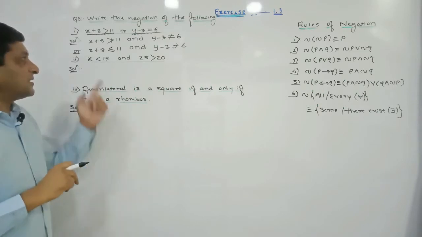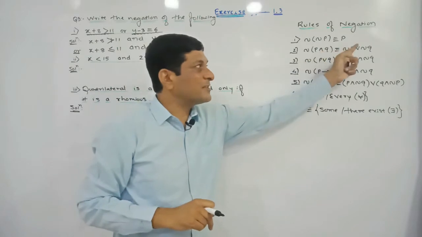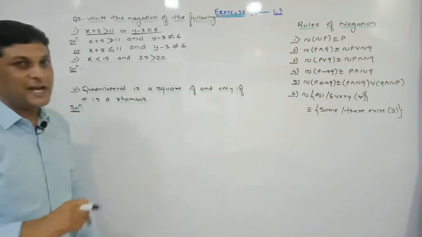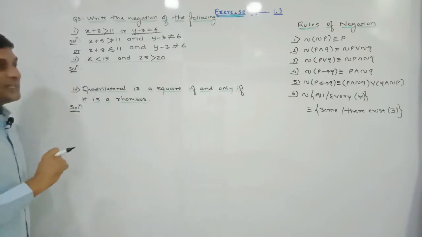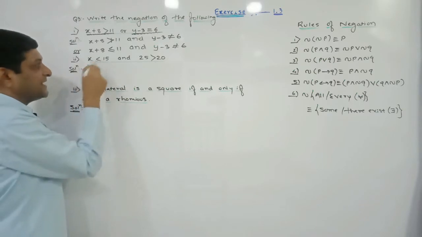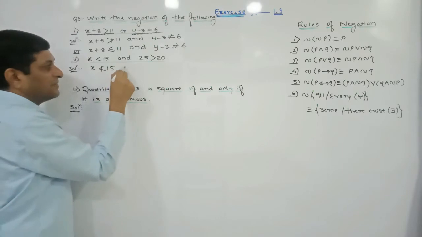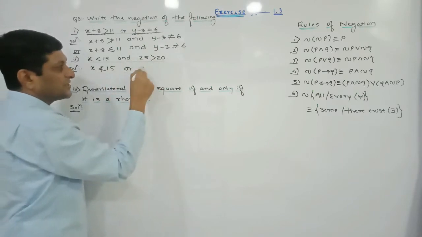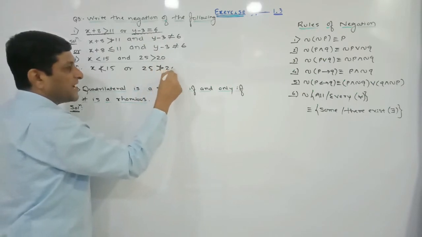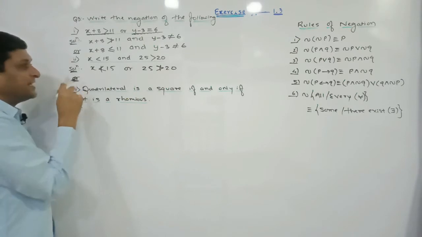Now observe the second statement. Here 2 parts are connected by and, means and will get replaced by or, and both the statements will get replaced by their negation according to the rules of negation. So this is the first statement, replace it by its negation. X is less than 15 will become what? X is not less than 15, and will get replaced by or, use negation in the second part. 25 is greater than 20 means it will become 25 is not greater than 20. So in this way we have got the negation.